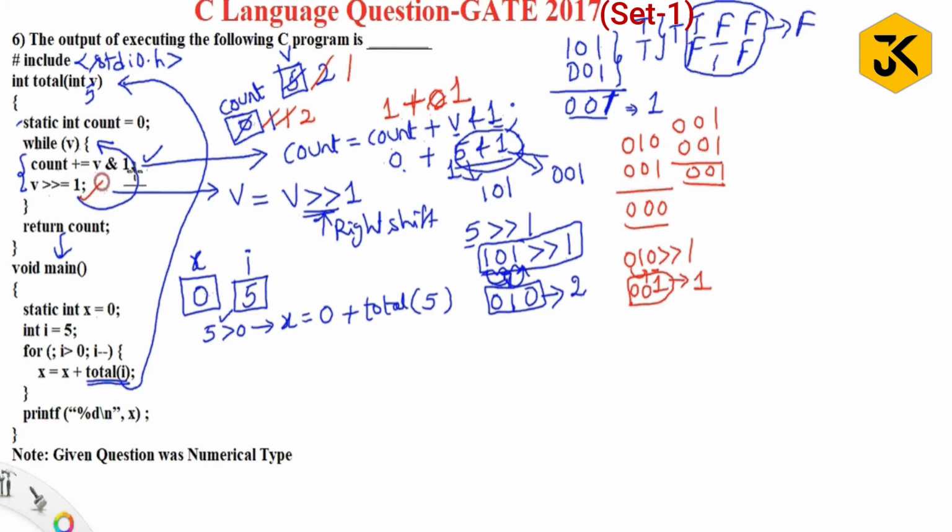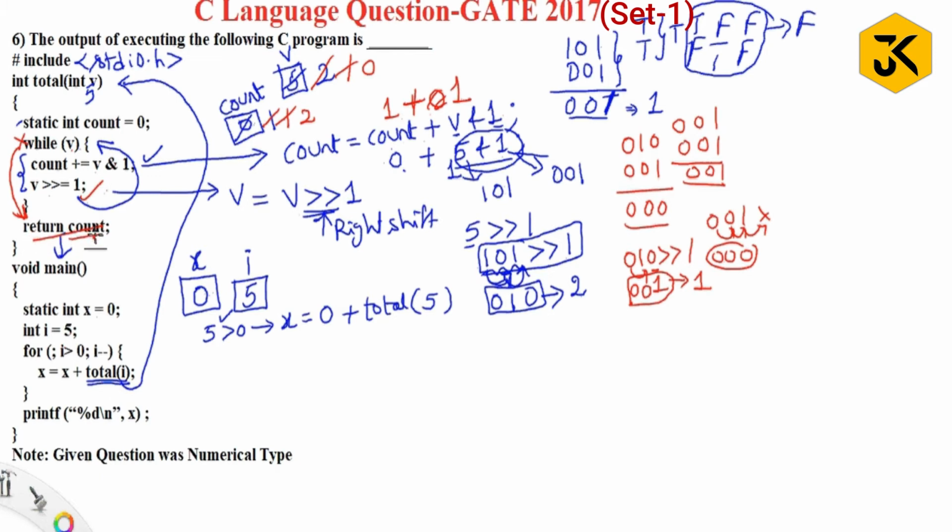Now V right shift 1. V value is what? 0 0 1. If you make right shift, this bit is eliminated, and zeros are shifted in, so V right shift means here you will get 0. When you get 0 here, again while loop, while V means 0. 0 means this will fail and my cursor will come to here. It is going to return count.